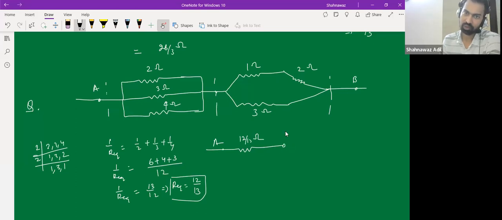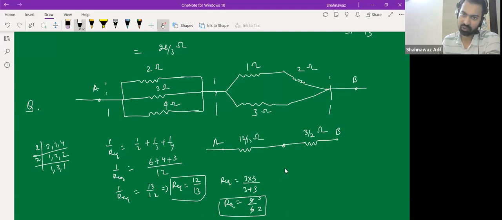And then we have what? For these ones, this is series 2 and 3, so 3 ohm. So R equivalent would be 3 into 3 divided by 3 plus 3, which is 9 by 6. So 3 by 2. This is R. So we have this 3 by 2.